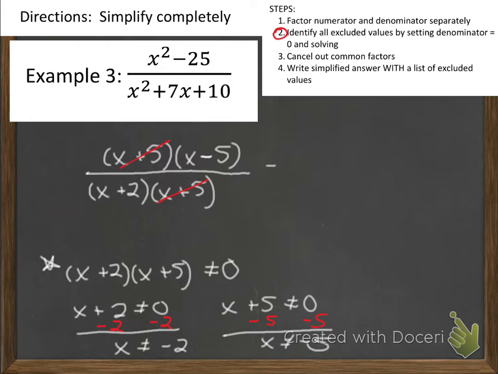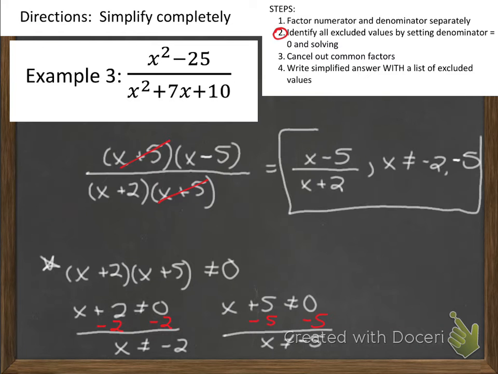So when we write our final answer, we have x minus 5 quantity divided by x plus 2. Sorry, is that right? Yeah, x plus 2. Comma, then we have to say x cannot be equal to either negative 2 or negative 5. Let me rewrite that. It looks kind of ugly. And that is my complete answer.